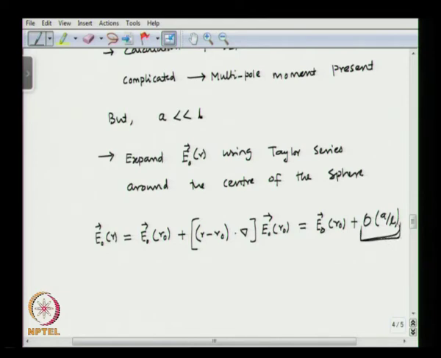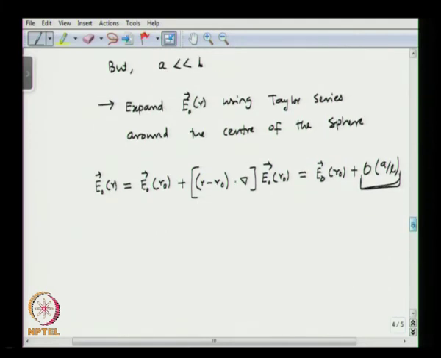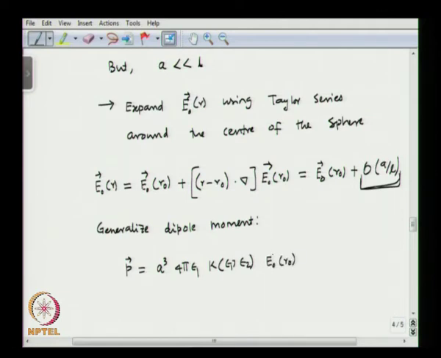So we can generalize the dipole moment P as a cube into 4 pi epsilon 1 into the Clausius-Mossotti factor K of epsilon 1, epsilon 2 into E0 of r0.